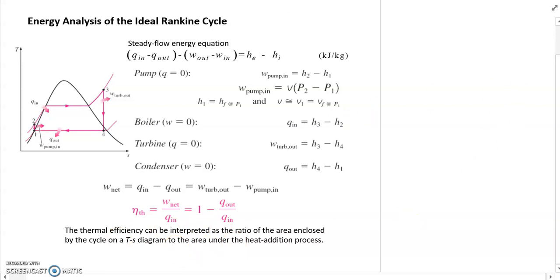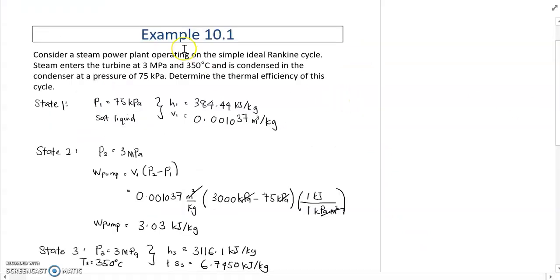So let's try to apply all these equations in our problem. Here we have example 10.1. Consider a steam power plant operating on a simple ideal Rankine cycle. Steam enters the turbine at 3 MPa and 350 degrees Celsius and is condensed in the condenser at a pressure of 75 kPa. Determine the thermal efficiency of the cycle, your η, the Rankine cycle efficiency.